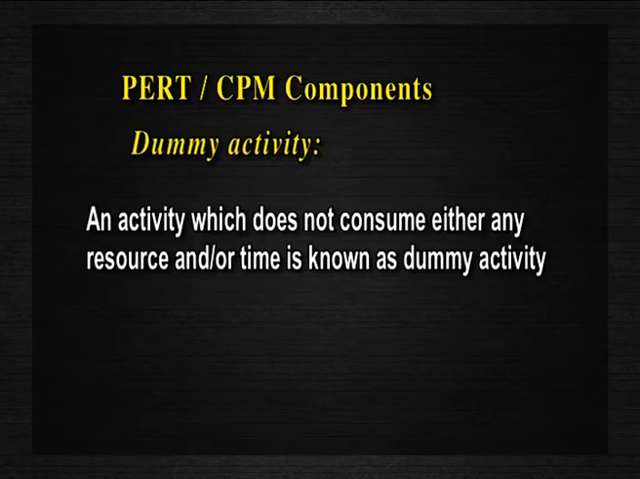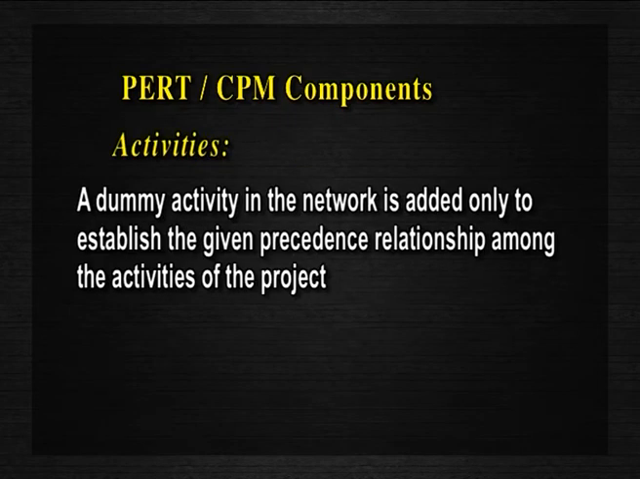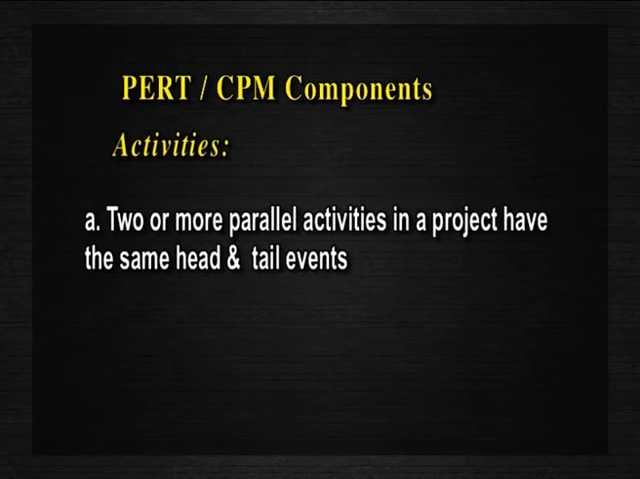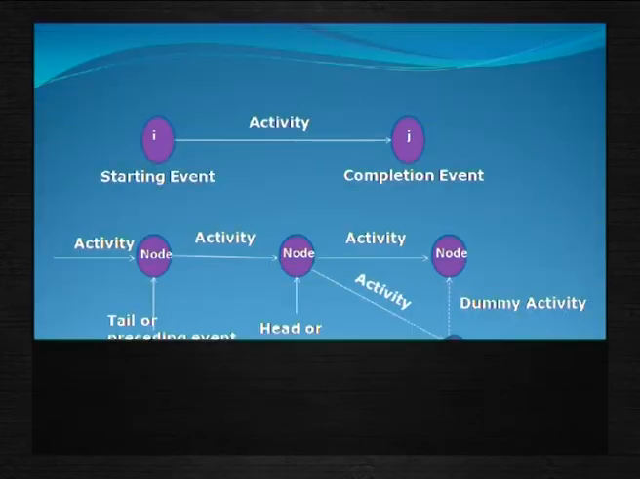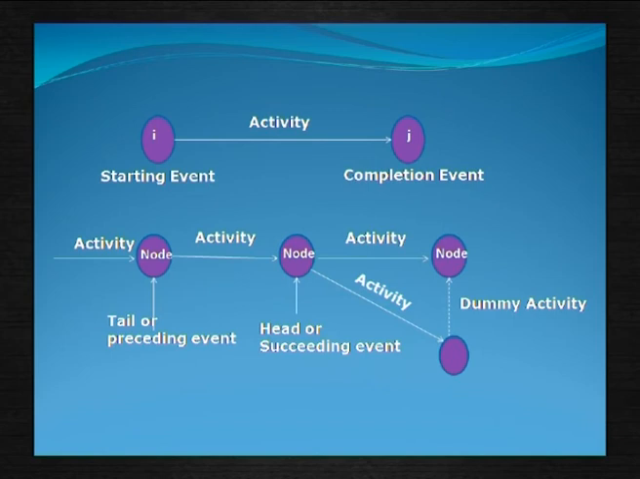An activity which does not consume any resource or time is known as a dummy activity. A dummy activity in the network is added only to establish the given precedence relationship among the activities of the project. It is needed when two or more parallel activities in a project have the same head and tail events, or two or more activities have some but not all of their immediate predecessor activities in common. A dummy activity is depicted by a dotted line in the network diagram as shown in the figure.